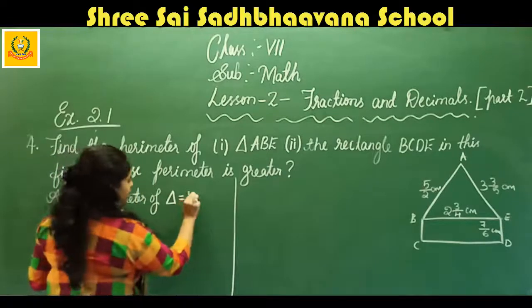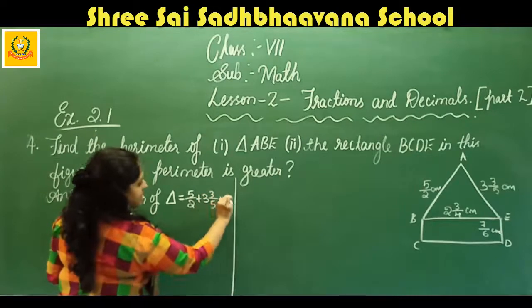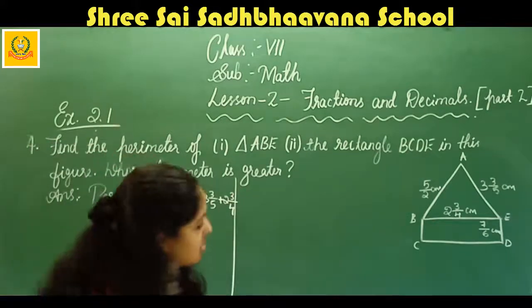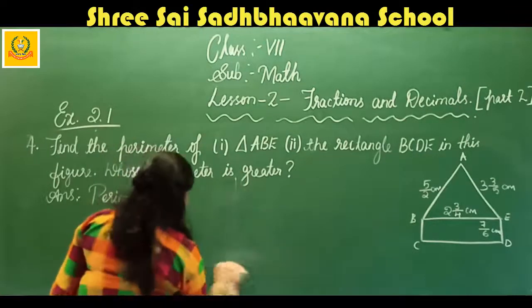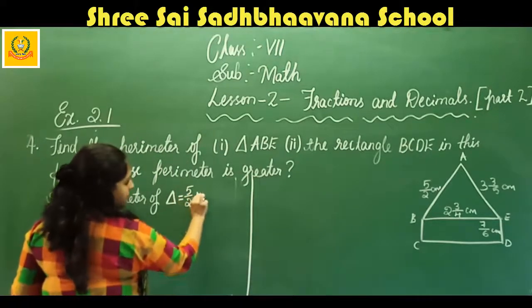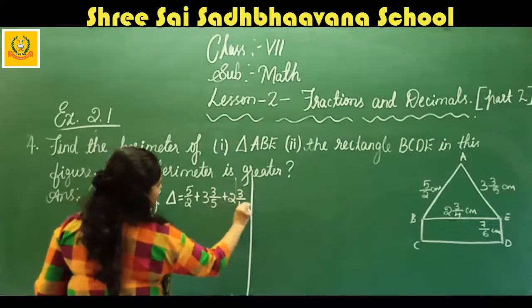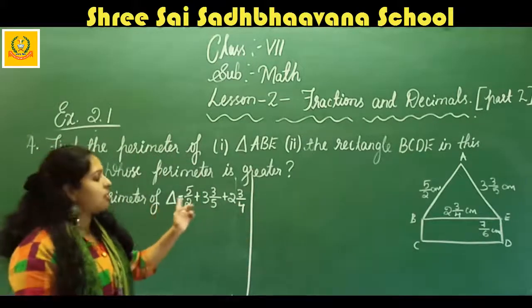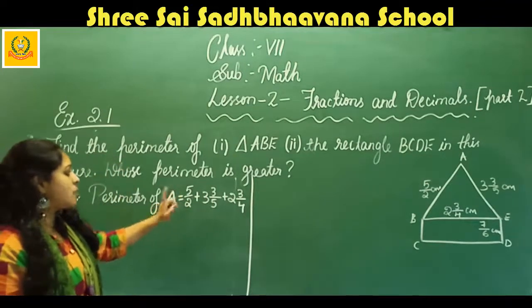So let us add this. 5 by 2 plus 3 3 by 5 plus 2 3 by 4. Now what happened, children? Can you see properly? Or else let me write clearly. That is 5 by 2 plus 3 3 by 5 plus 2 3 by 4. Can you see? These all measures are in terms of centimeter. If you want, you can write centimeter also. I'm not writing. Now what you have to do now?